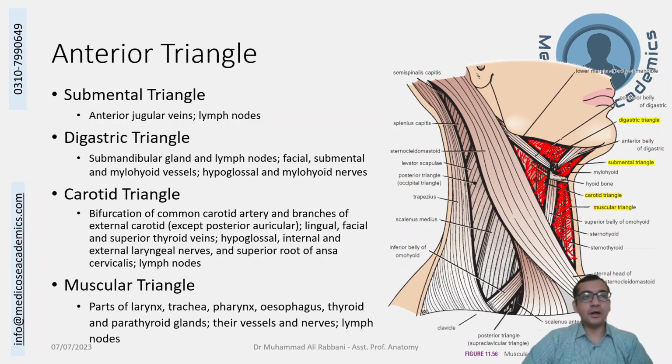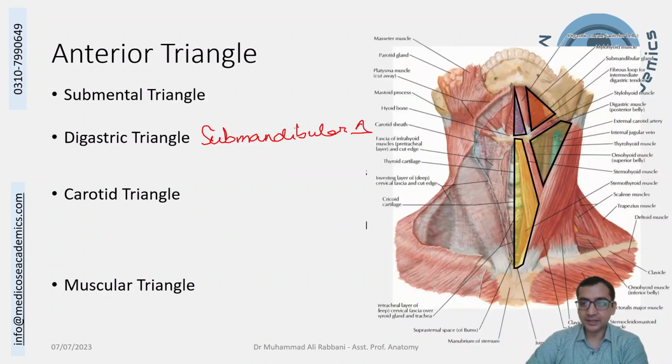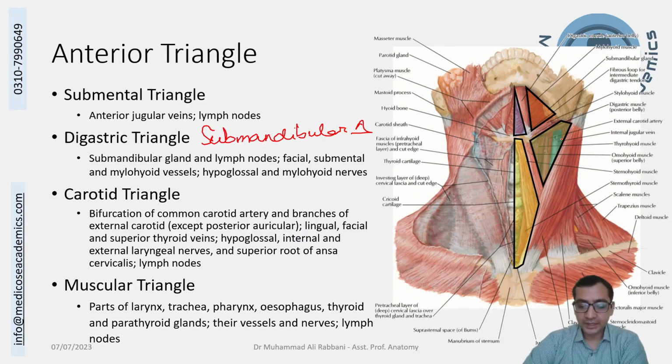Right now, I will just say to memorize these things, but let me try a little. The submental triangle, this area, contains the lymph nodes of the same name, the submental lymph nodes, and there will be some internal jugular veins present here. Next, the submandibular triangle, digastric triangle.